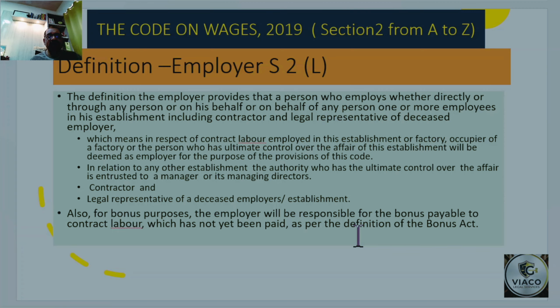So contractor भी इसमें आ सकते हैं, legal representative भी आ सकते हैं deceased employer के. They all to be read as an employer, which means in respect of contract labor employed in this establishment or factory, occupier of a factory, or the person who has ultimate control over the affair of this establishment will be deemed as employer for the purpose of the provision of this code.